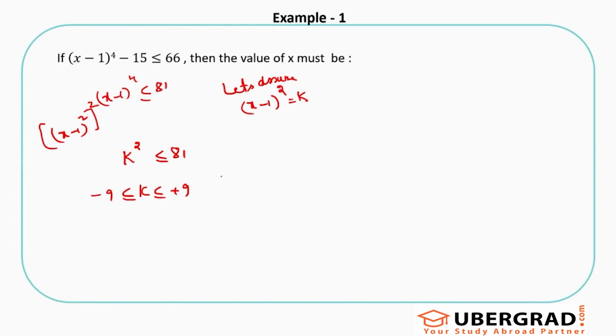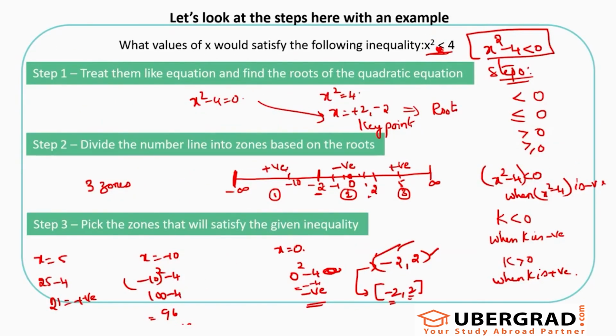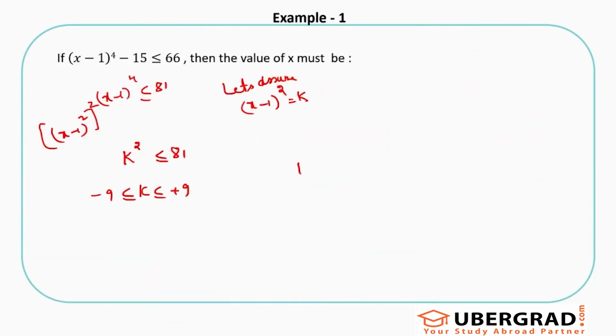Otherwise, you do the approach that we did, like x square is less than 4, you still get the same thing. k square minus 81 is less than or equal to 0. So see it as a quadratic equation, you will get k square is equal to 81, k is equal to plus or minus 9. These are the key points in the number line. I give minus 9, plus 9.